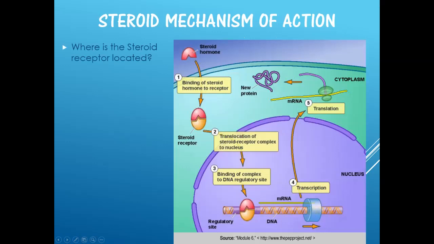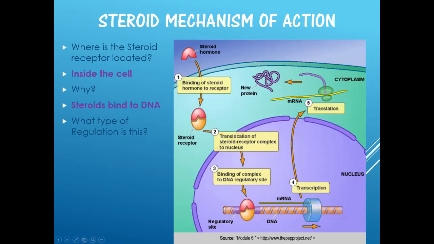So the steroid receptor is located inside the cell. This is different from all the others we'll talk about. All the others, the receptor is in the cell membrane, but this guy's receptor is inside the cell. And the reason for that is that steroids cross the cell membrane because they're hydrophobic. The cell membrane is hydrophobic, and the steroid can cross the membrane, and then it binds to its receptor.